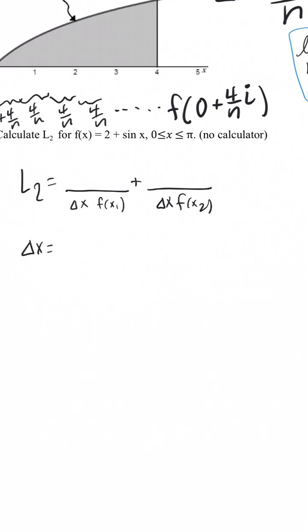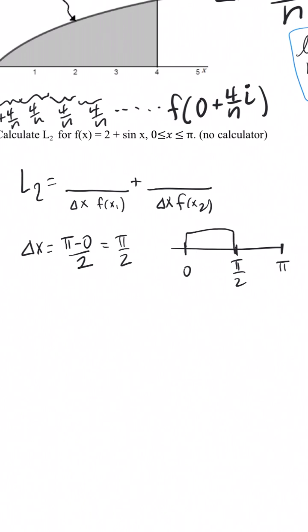So delta x is going to be pi minus 0 all over 2, because I'm doing from 0 to pi and 2 rectangles, so pi over 2. If I think about starting at 0 and going to pi, my first rectangle is going to be from 0 to pi over 2, and my next one from pi over 2 to pi. So delta x is pi over 2, and then I need to find out what f at the left endpoint would be: 0, not pi over 2.